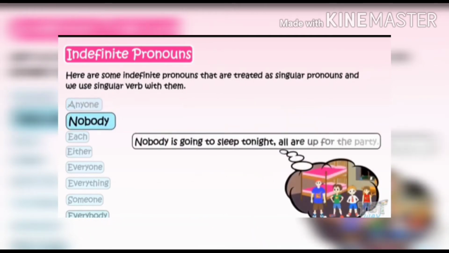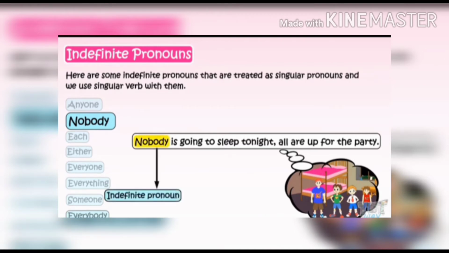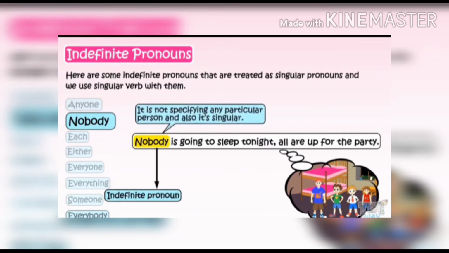Nobody is going to sleep tonight. Here we have a pronoun, nobody. It's an indefinite pronoun as it's not specifying any particular person or thing, and also it's singular, so it will take a singular verb.